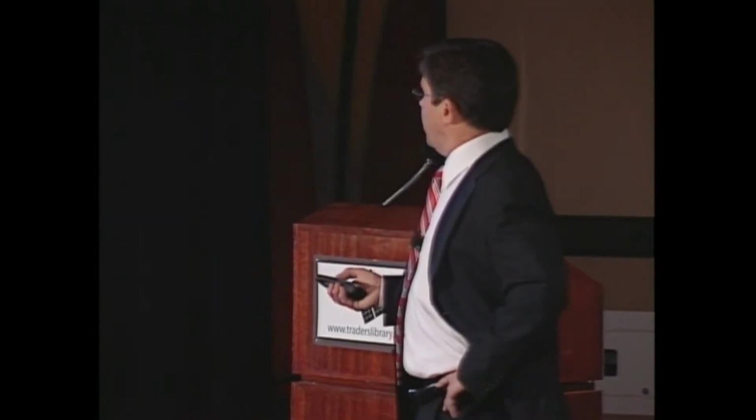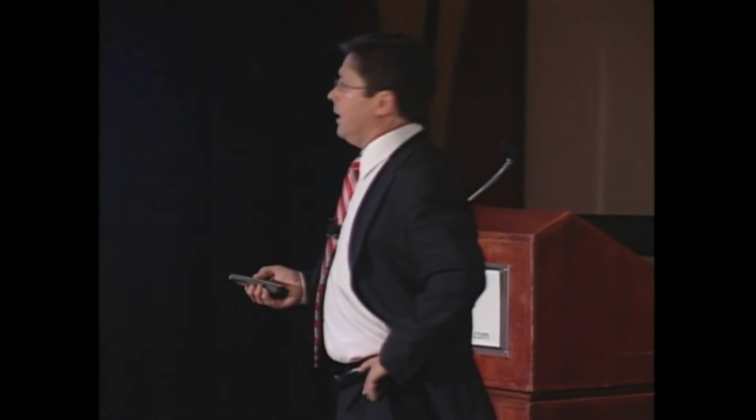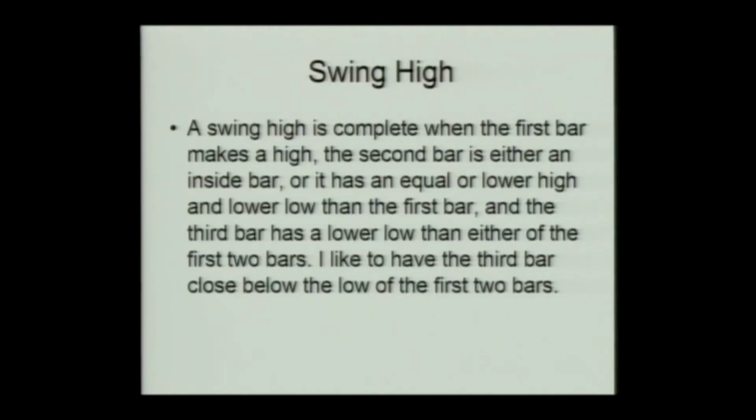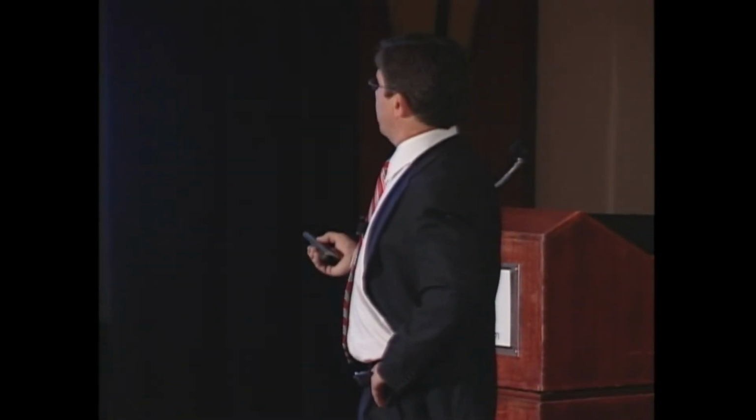And here's a way to help identify the swings that make up the trend. This helps me to see the swing highs and swing lows a little bit more clearly. A swing high is complete when the first bar makes a high. The second bar is either an inside bar or it has an equal or lower high and lower low than the first bar. And the third bar has a lower low than either of the first two bars. I like to have the third bar close below the low of the first two bars.